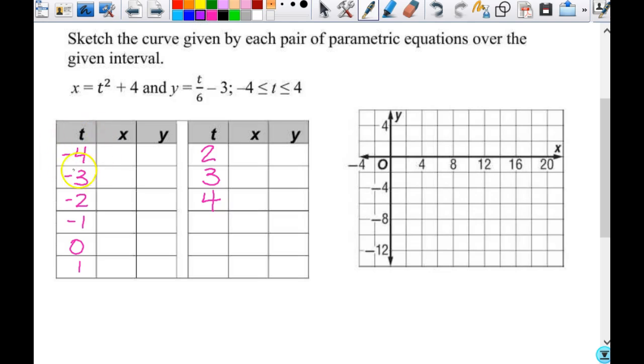So when I take that -4, I'm going to substitute it in for my x. So -4 squared is 16 plus 4 is 20. Then -3 squared is 9 plus 4, 13. -2 squared is 4 plus 4 is 8. -1 squared plus 4 is 5. 0 squared plus 4, 4. 1 squared plus 4 is 5. 2 squared plus 4 is going to be 8, and then 13, and then 20. Okay?